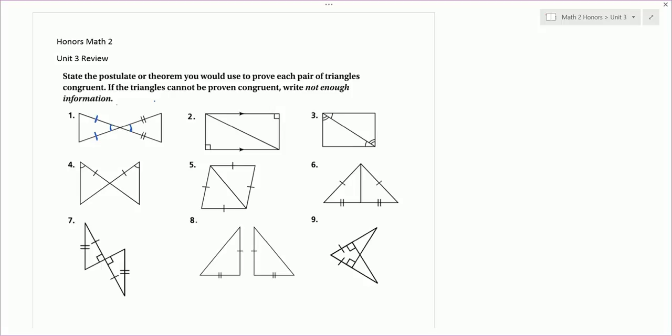So we know the left side's an isosceles triangle. We also know the right side's an isosceles triangle. But all we know in terms of corresponding sides is that one angle is congruent to one angle in each triangle, and that's not enough information. You might be tempted to say side angle side in this one, but that would be wrong because we don't have that correspondence. So not enough information on number one.